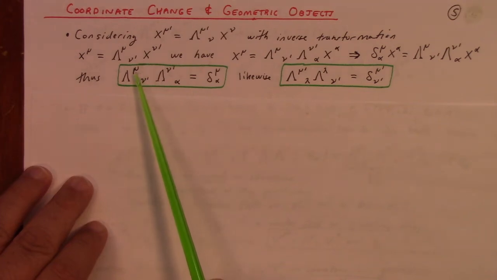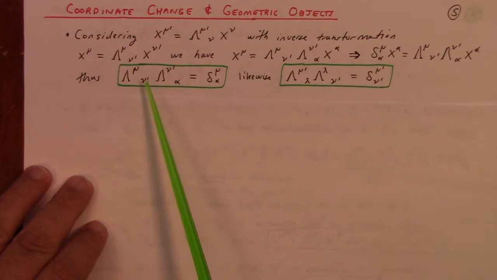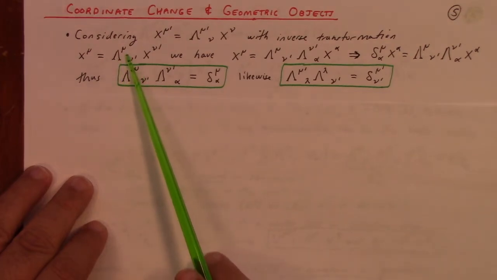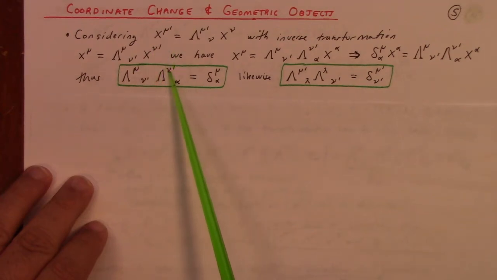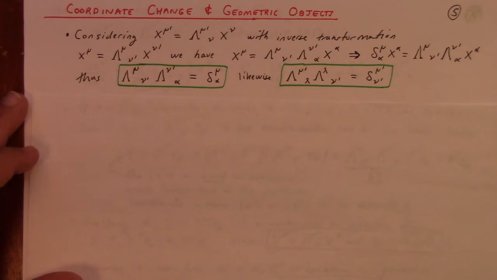Notice that the order of the primes is a giveaway, right? The forward transformation has the prime second, the inverse transformation has the prime first, and that's how you can tell which is which in this nomenclature we're using.